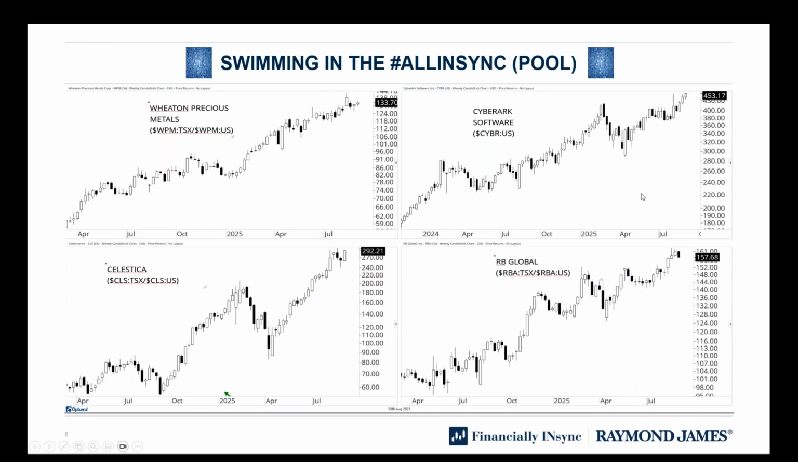There's not really much else to say. Let's look at a few stocks from around the All-in Sync pool that is managed by my team. You can see here just a variety of stocks. These are weekly charts. Wheaton Precious Metals, that's gold and silver. CyberArk, that's cybersecurity. RB Global, that is actually the old Ritchie Brothers auctioneers. And again, bottom left, Celestica.